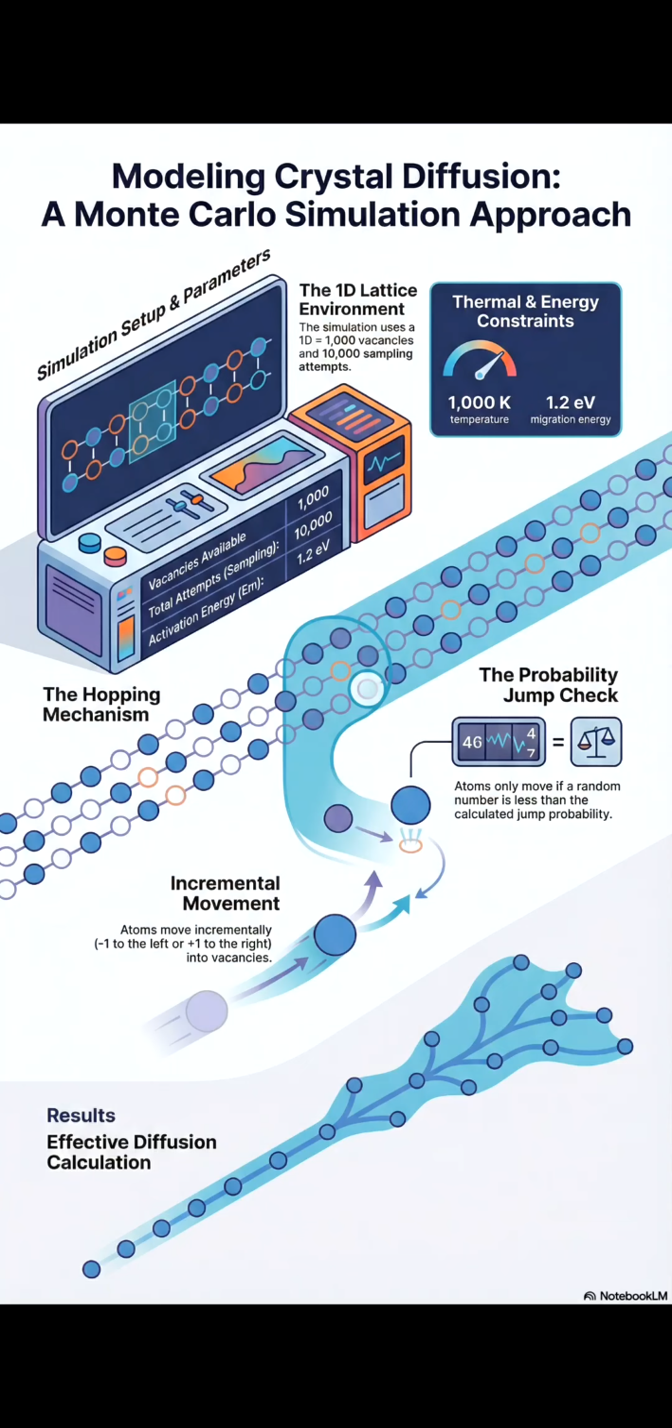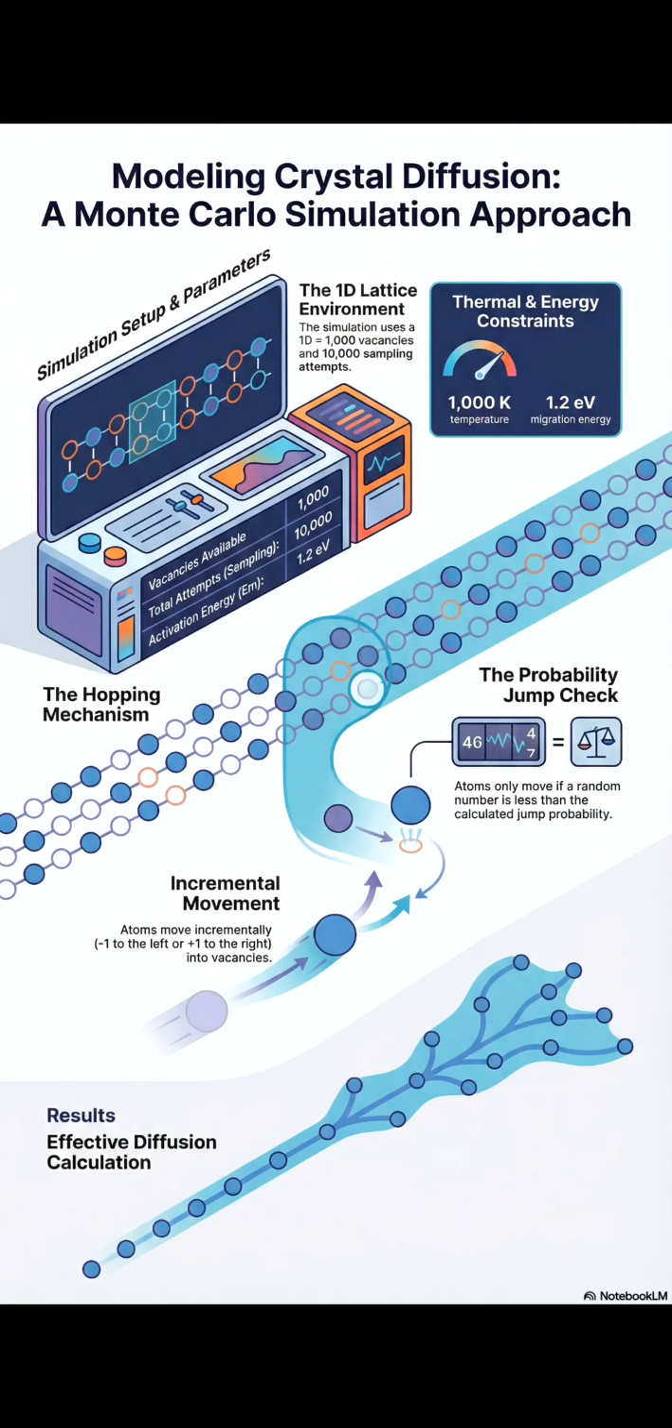But you're right, it does miss some really fascinating physics that only happen in 2D or 3D. Like what? The biggest one is called the correlation factor. Walk me through that. Okay, go back to the 1D line. You are an atom, and you just jump to the right into a vacancy. Okay, so now I'm one seat to the right. And where is the vacancy now? It's the seat I just left, so it's immediately to my left.